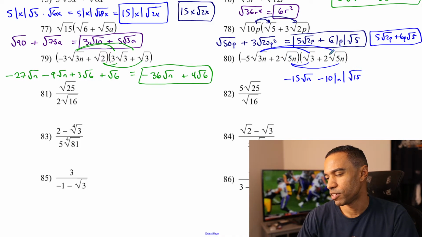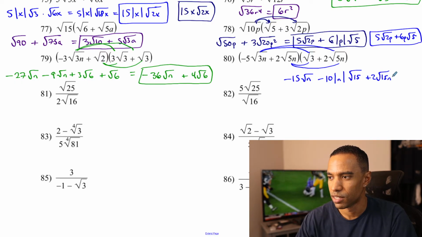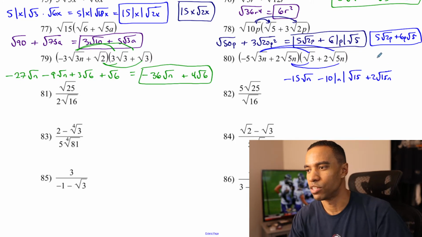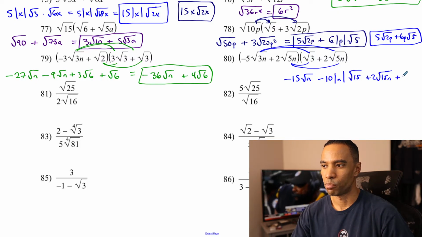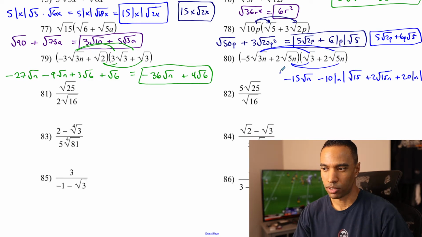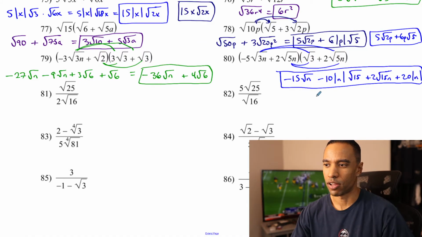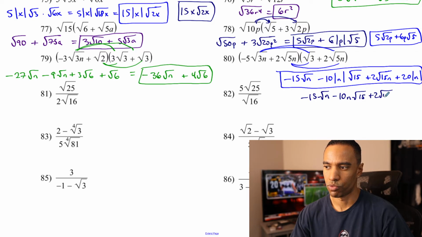2 times root 5n times root 3, that's root 15n. So 2 root 15n. And 2 root 5n times 2 root 5n is 4 times 5 is 20 times root n squared is the absolute value of n. So plus 20 times the absolute value of n. I don't think anything there can combine, so I'm going to leave it just like that. Now for the ones who are treating all exponents positive, that's negative 15 root n minus 10n root 15 plus 2 root 15n plus 20n.